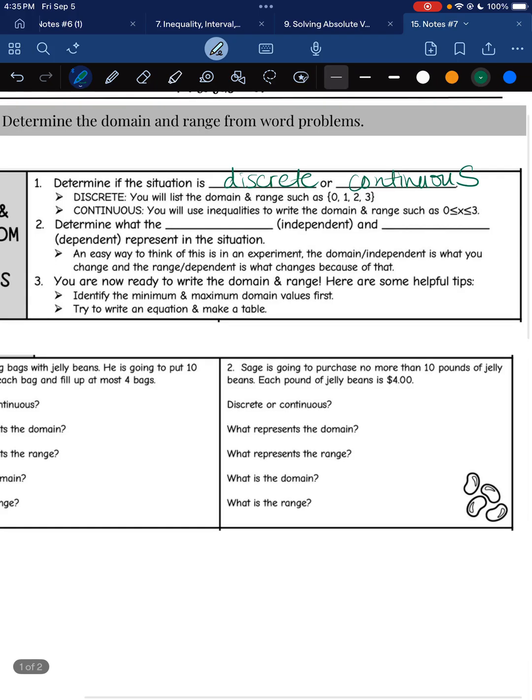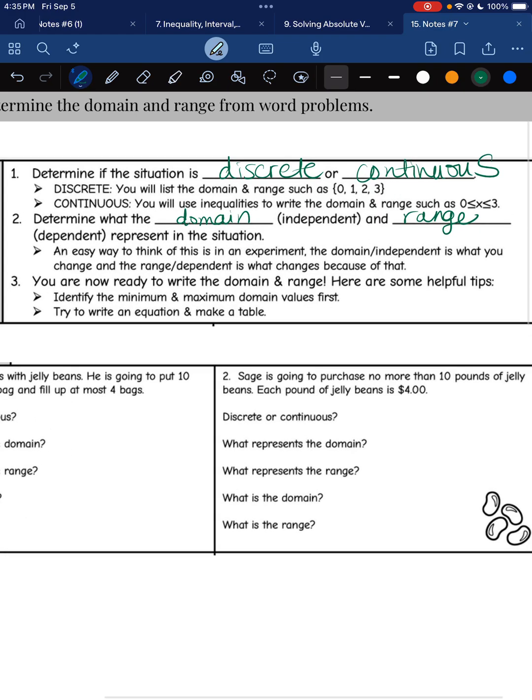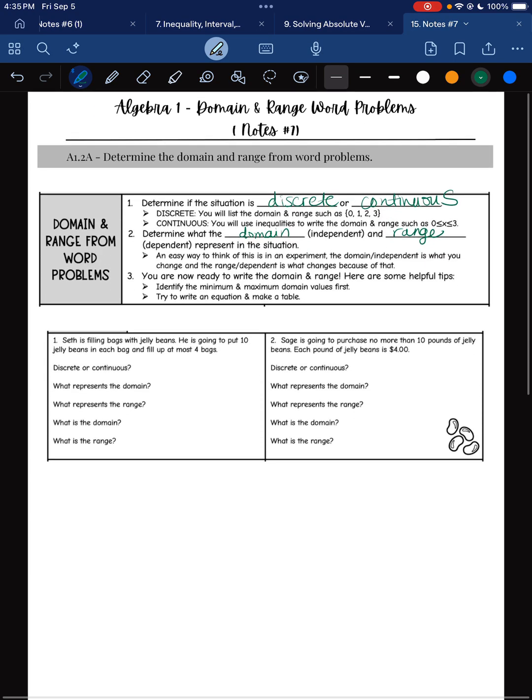Then after that, we're going to determine what the domain and what the range represent in the situation. So an easy way to think of this is a domain will always be the one that you can change. It's easier if you think of the range as the one that can't change, the one that is set. Also, the range is the one that depends on the domain.